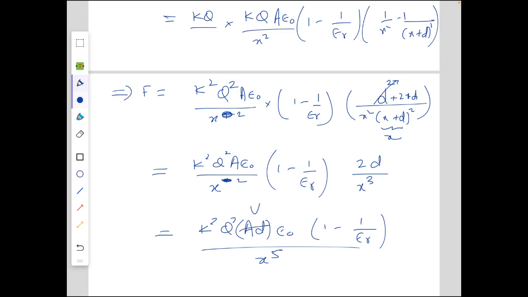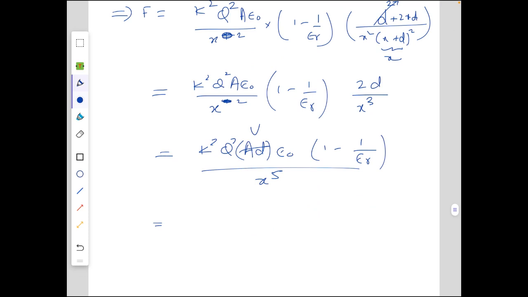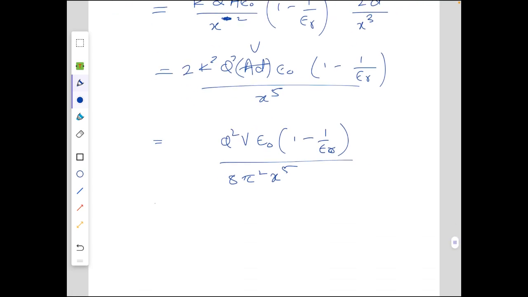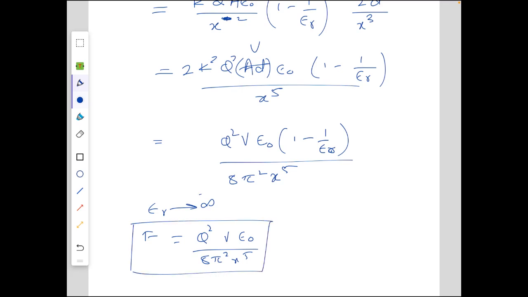volume. So the final answer is, substituting k to be 1 by 4 pi epsilon naught, we get Q squared V epsilon naught times 1 minus 1 over epsilon r divided by x to the power 5 times 8 pi square. Sorry, there's a 2 more here. And in the case when it's a conductor, epsilon r tends to infinity, and the force comes out to be Q square V epsilon naught over 8 pi square x to the power 5. So yeah, these are the final answers. Thank you.